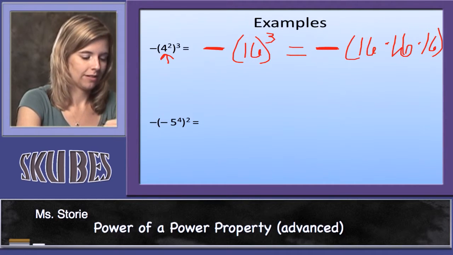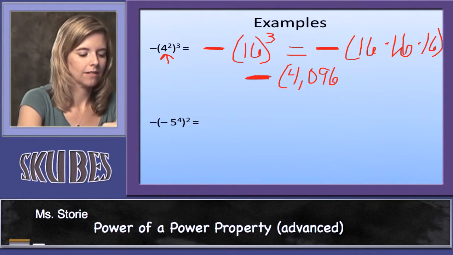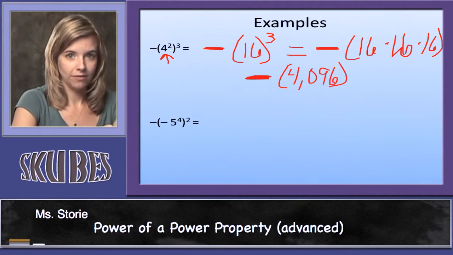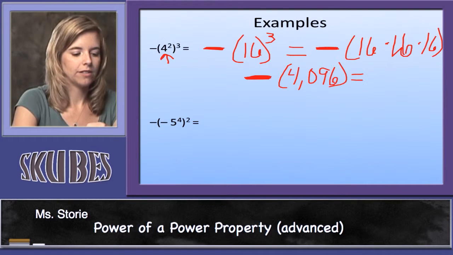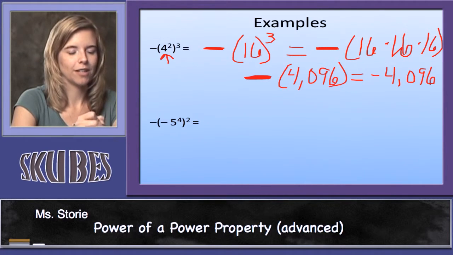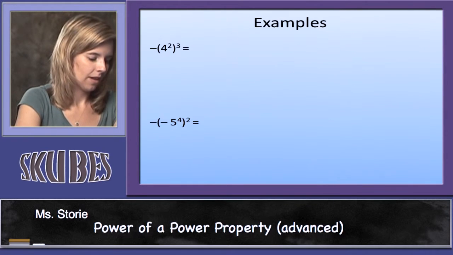And we said that was 4,096. That negative sign still comes down, and we've got 4,096. This is a positive number, and this negative on the outside tells us to go ahead and flip the sign. So instead of positive, your answer needs to be negative 4,096, just like we did on the last problem. Now let's look at the second one.